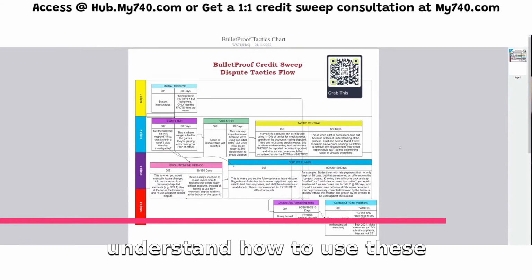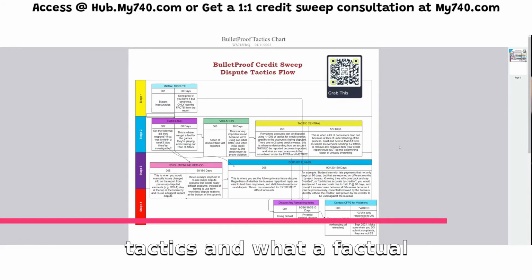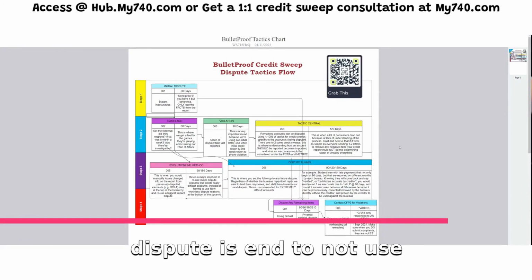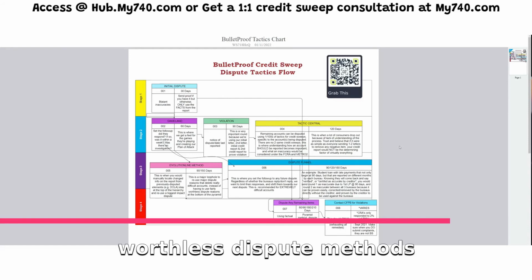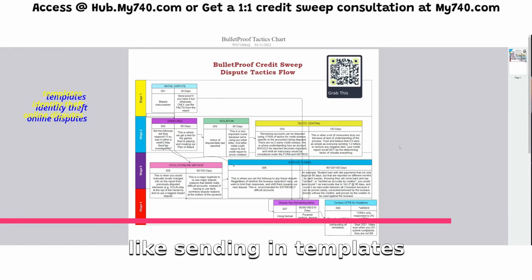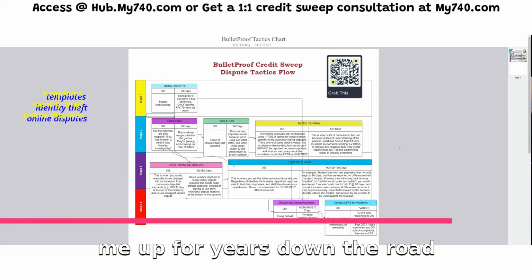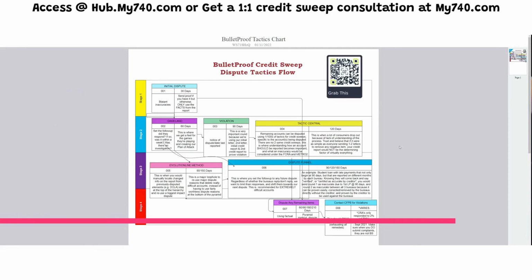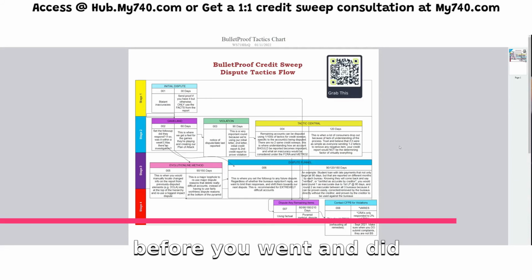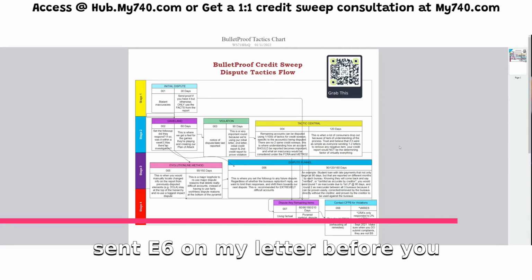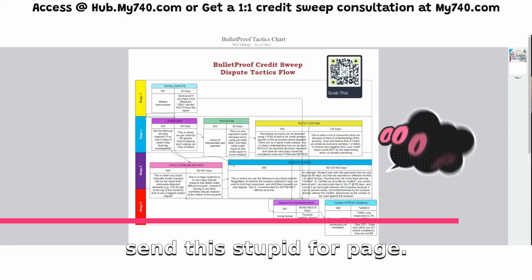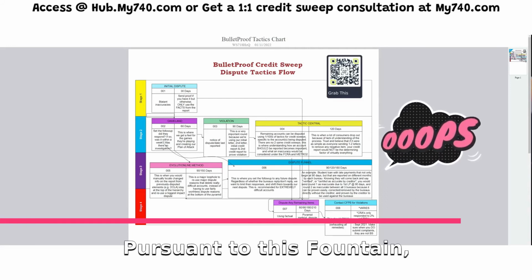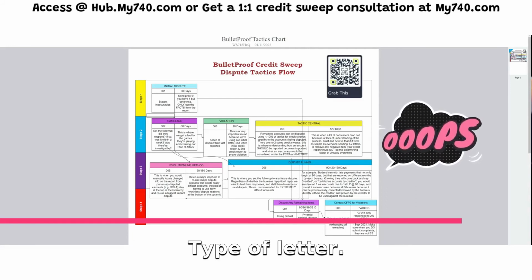but this is why it's so important that you understand how to use these tactics and what a factual dispute is, and to not use worthless dispute methods like sending in templates, because you're going to call me up 4 years down the road and say, hey, you know what? I need help now. And I'm going to say, hey, guess what? You should have contacted me 4 years ago before you went and did identity theft, before you sent a 609 letter, before you sent this stupid 4-page pursuant to this, that, and the third bolded text type of letter. That's not going to get you any results, okay?